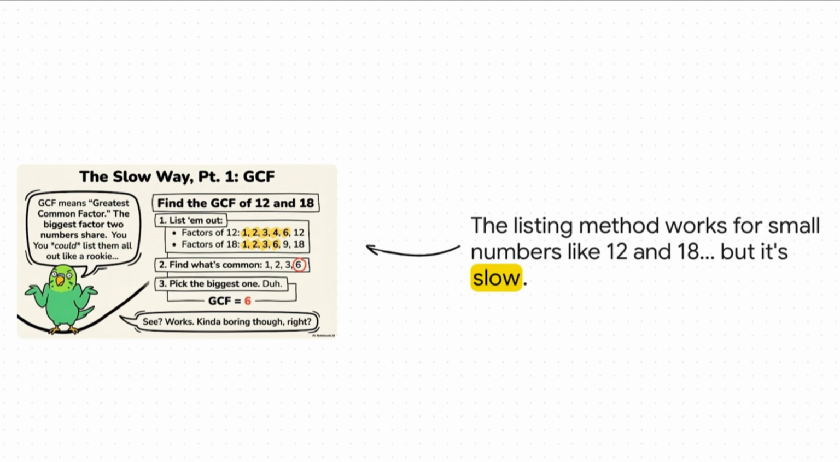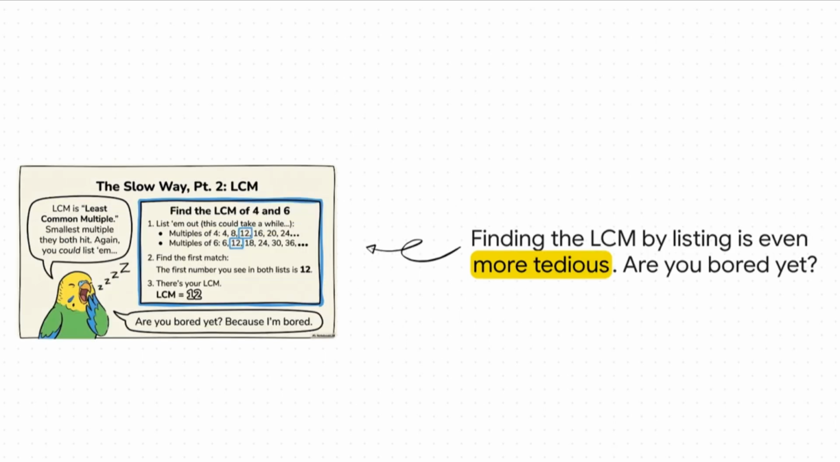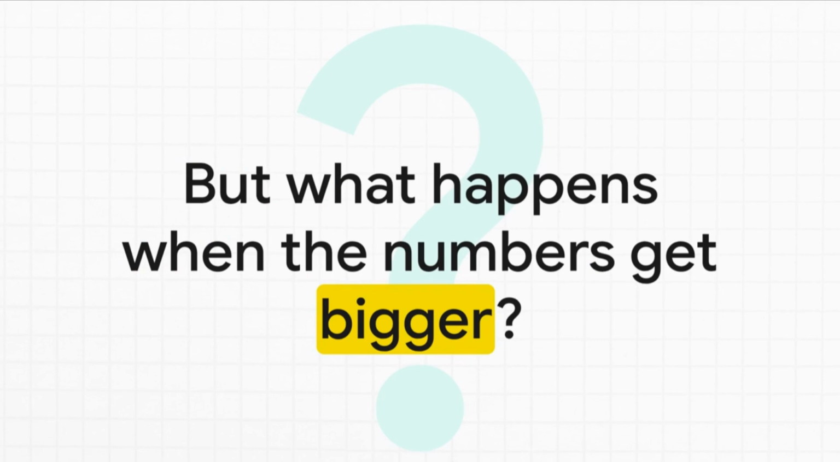And so slow. And finding the least common multiple, the LCM, it's the same deal, just as tedious. You list out the multiples of 4, then you list out the multiples of 6, and you just keep writing and writing until, finally, you spot the first number that pops up in both lists. For these two, it's 12. Are you bored yet? 'Cause I am. This is painful.